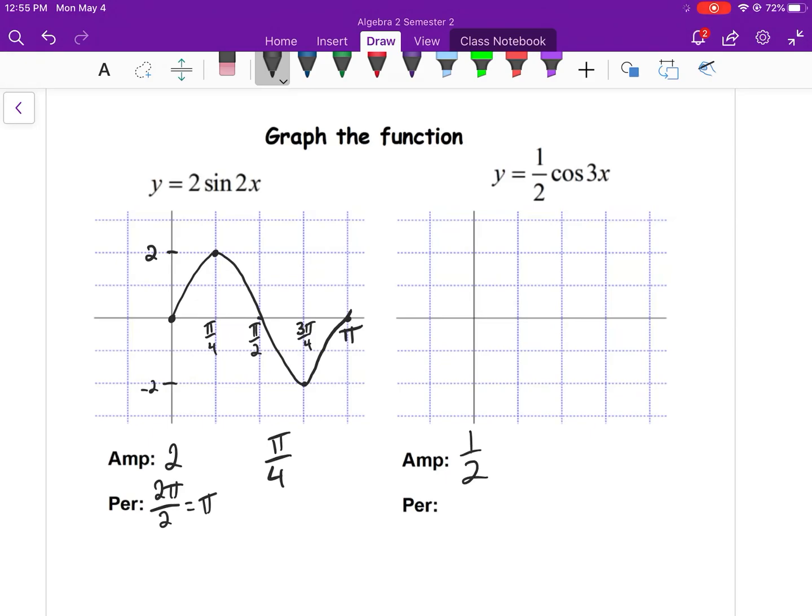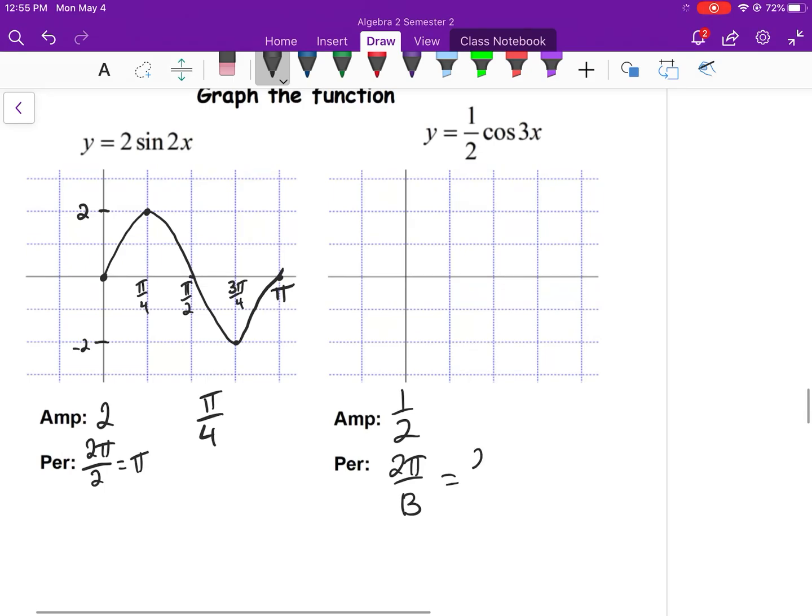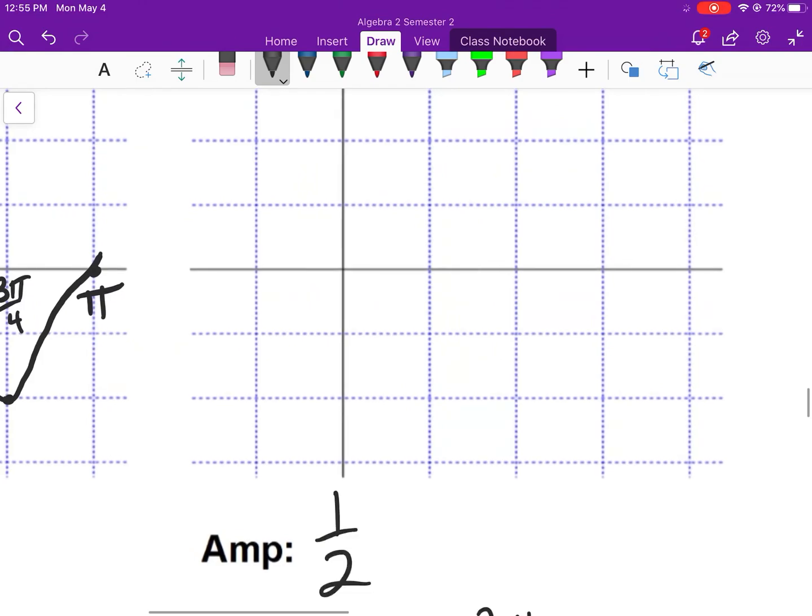Okay, moving on, amplitude of 1/2. Okay, period, 2 pi over b. We got a b value of 3. 2 pi over 3. Okay, so that's going to be that fourth tick mark. Now, we have a blank coordinate plane here, so as long as you can make it easy on yourself and go like this, and just make sure that it's a scale of 1/2.